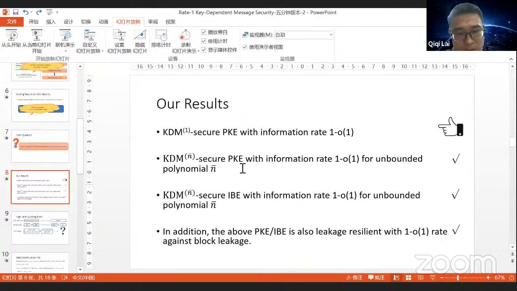For PKE, the function class can be set to be any bounded size circuit. And besides, we can achieve optimal information rate. In the case of IBE, in order to achieve optimal information rate, we need to set a particular function class for optimal rate. It's a little complicated, and it can be found in our paper.